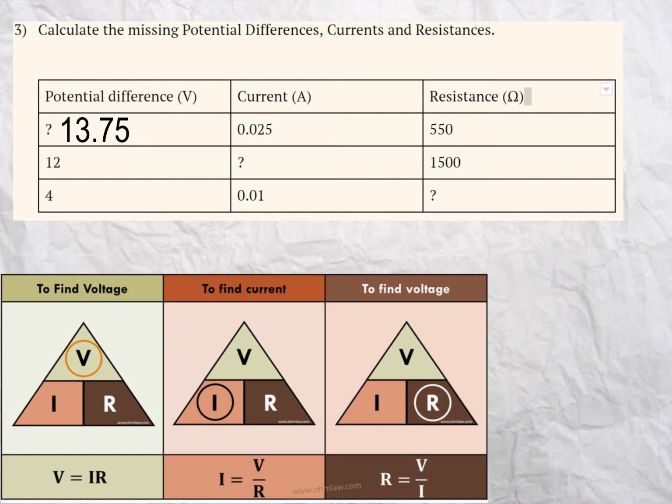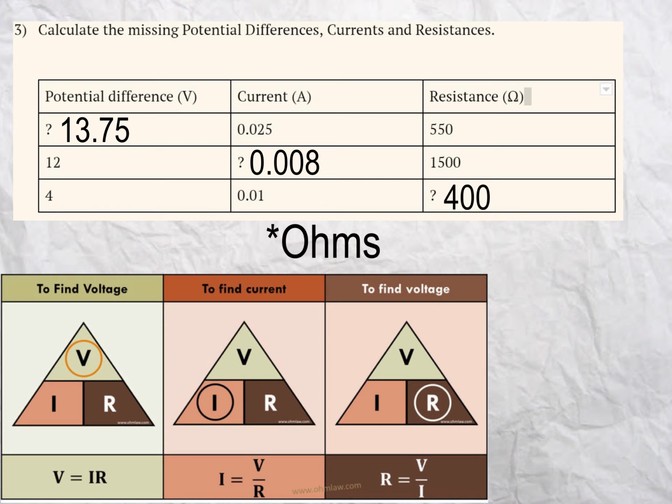In the second line, we need I, so we'll take V equals IR, but divide both sides by R to give us I equals V over R, which in this case is 12 over 1500, which makes the current 0.008 amps. In the final line, take V equals IR and divide both sides by I to give the formula V divided by I equals R. So 4 divided by 0.01 equals 400 ohms.